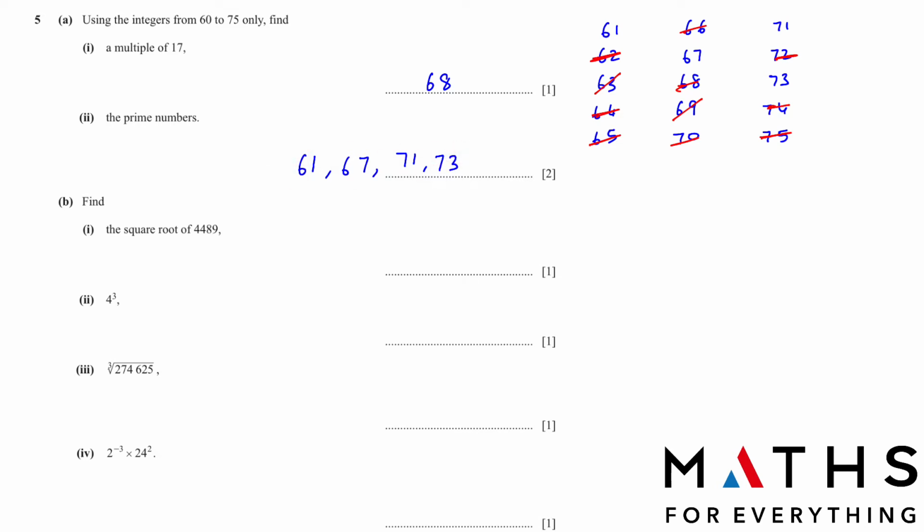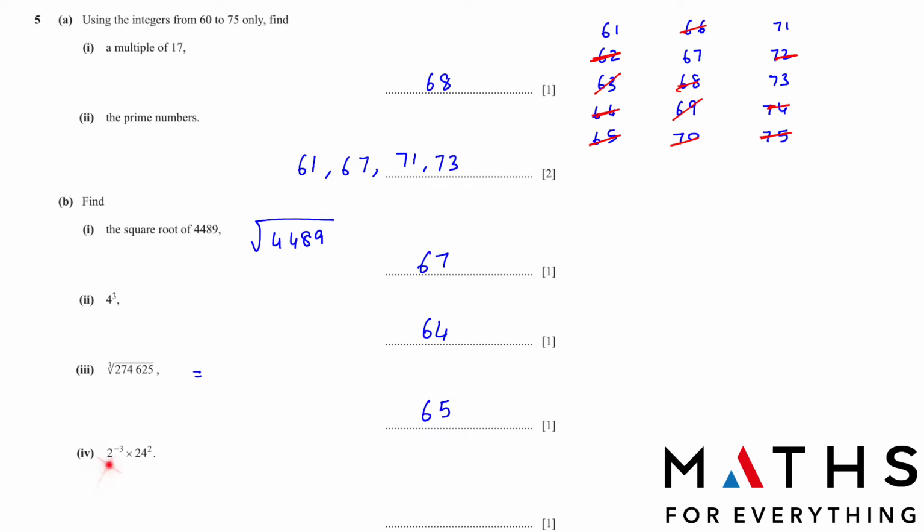B, find the square root of 4489. In the calculator, write square root and write 4489. Sorry, you will get the answer 67. 4 to the power of 3, again use the calculator. Answer is 64. Cube root 274625. You can use the calculator and you will get the answer 65.